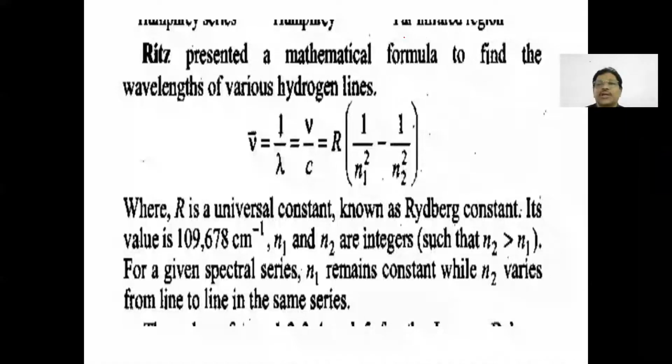Hello everyone. In the previous classes, we have discussed Bohr's atomic model, the important points of Bohr's atomic model, and also the hydrogen spectrum. How many series are there in the hydrogen spectrum? There are 6 series in the hydrogen spectrum. What are they? Lyman series, Balmer series, Paschen series, Brackett, Pfund, and Humphreys series.